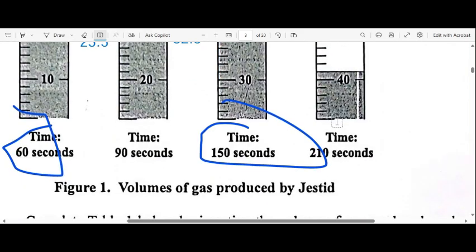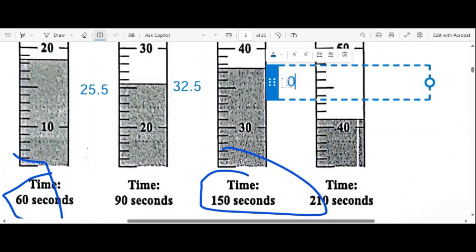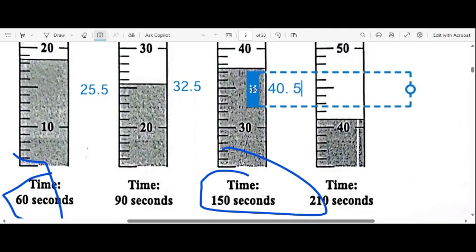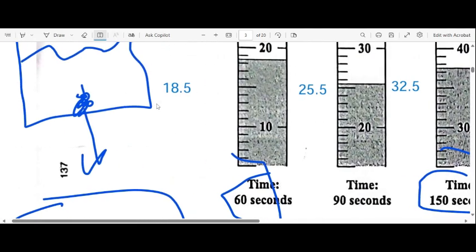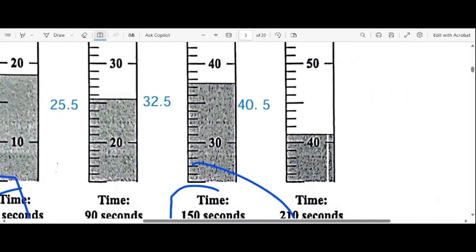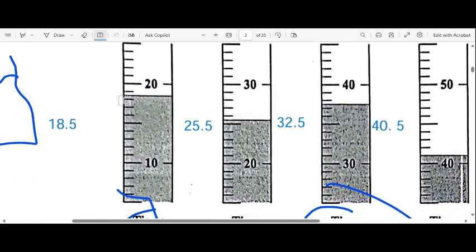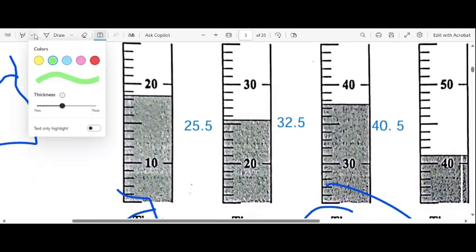And then we have 40. This will just be 40.5 because it's not yet at 41. The initial answer for this is 40.5. I will leave that right there. So we have the initials of 18.5, 25.5, 32.5, and 40.5. All of these end in 0.5 for some reason. I don't know the relation to that.